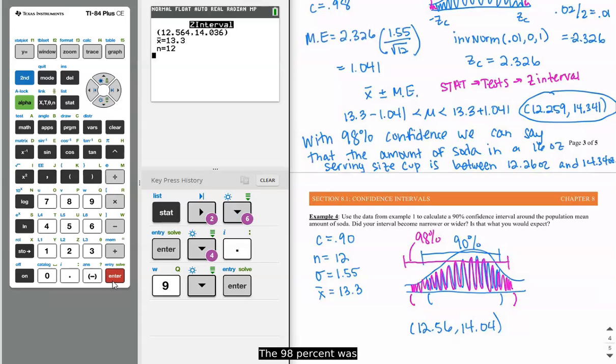And if I compare that to the last one, let me write this in a different color. The 98% was 12.26 to 14.34. You'll notice that it is a little bit wider.